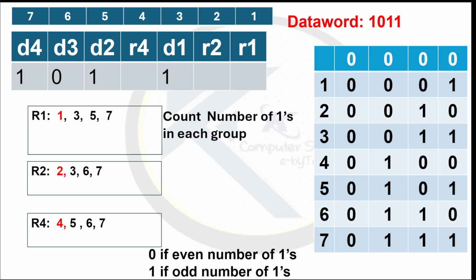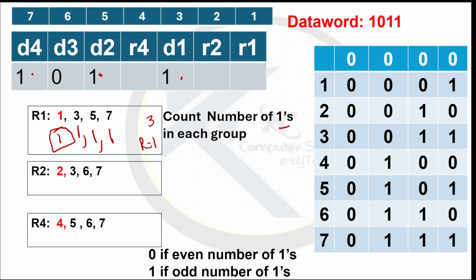So this is what we get, right? Now you have to count the number of ones in each of these groups. Just leave this redundant bit. So here bit 3 is 1, bit 5 is 1, and bit 7 is also 1. Count the number of ones. That comes out to be 3. Is it odd? Yes. So R1 will be equal to 1. So we'll set the R1 value to be 1.